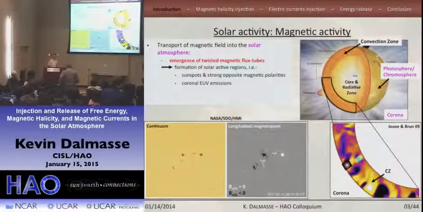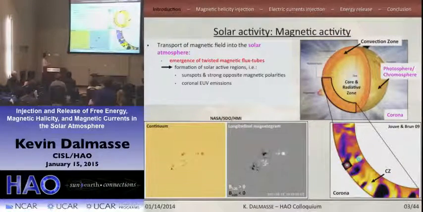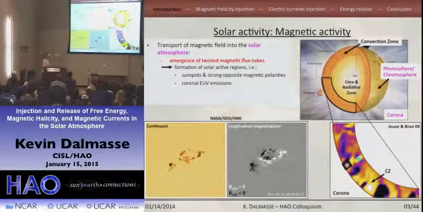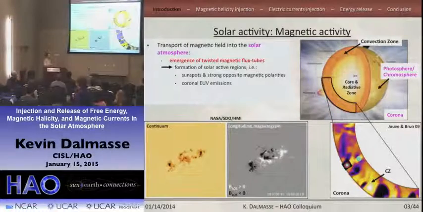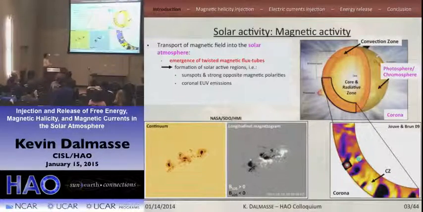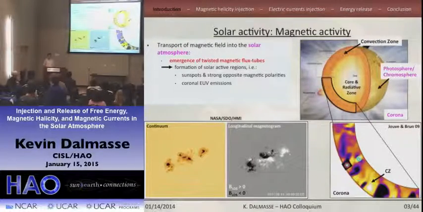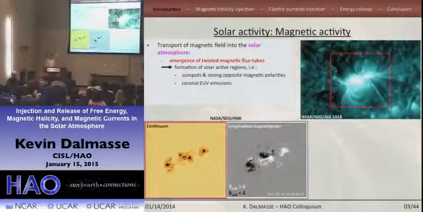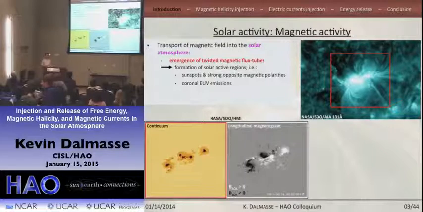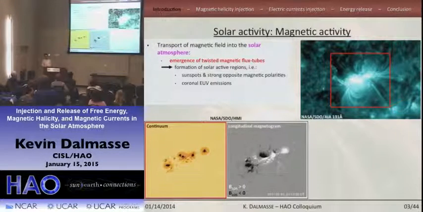That is to say, the formation of dark sunspots as seen in white light at the photosphere, as you can see here. The formation of opposite magnetic polarities, as can be seen in maps of magnetic flux at the photosphere, and an enhanced UV emission in the coronal magnetic field of the formed active region.